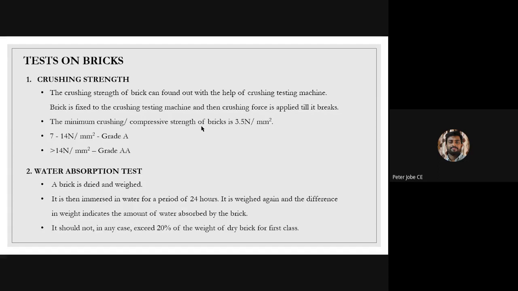The crushing strength of a brick can be found out with the help of a crushing testing machine. The brick will be fixed onto the machine, and force will be applied on it till it breaks. This is also known as compressive strength. The same test is conducted for concrete, and for concrete the value will be very high. You can expect a value of more than 20 for M20. There are different categories of concrete that we will discuss when we come to the concrete topic. Right now we are discussing bricks. The minimum crushing or compressive strength of brick should be 3.5 Newton per mm square.